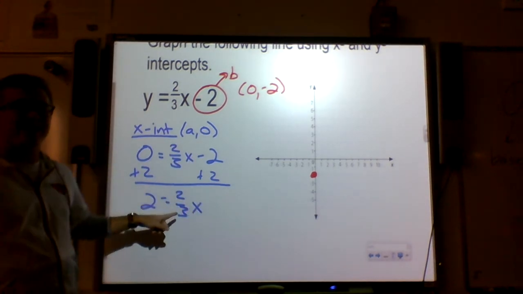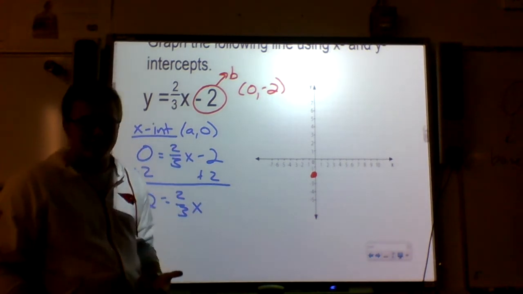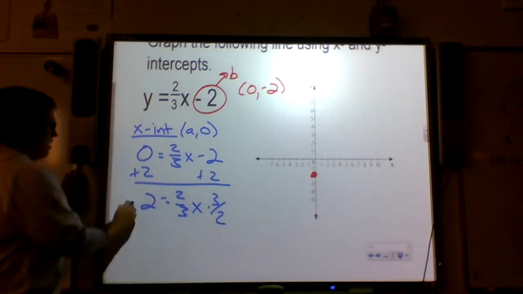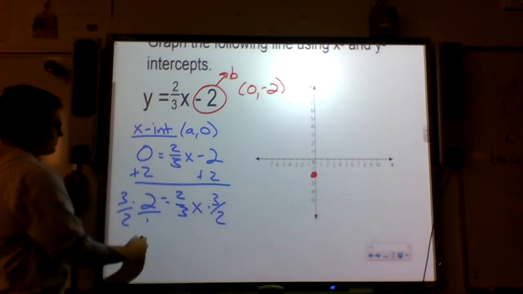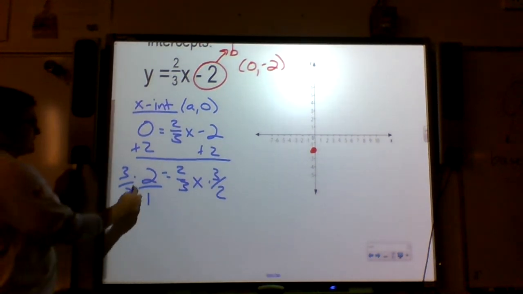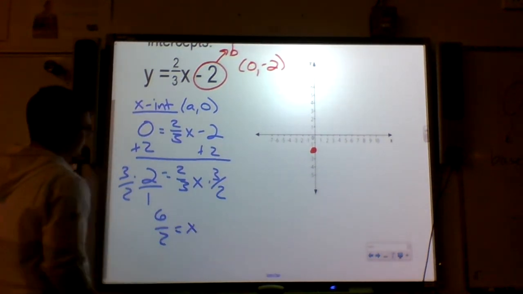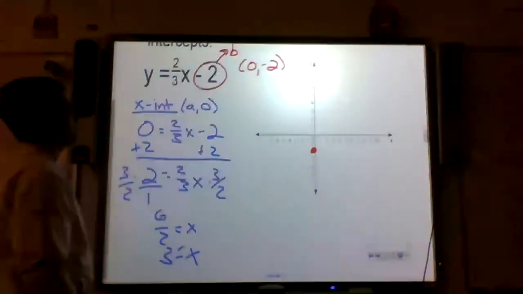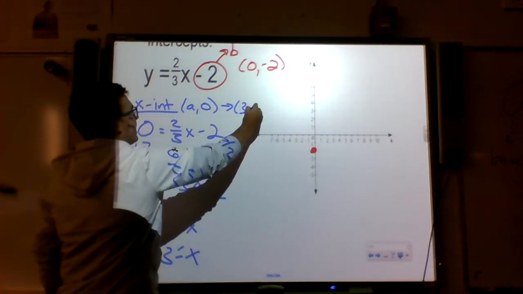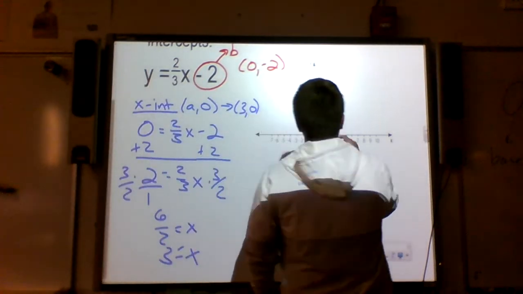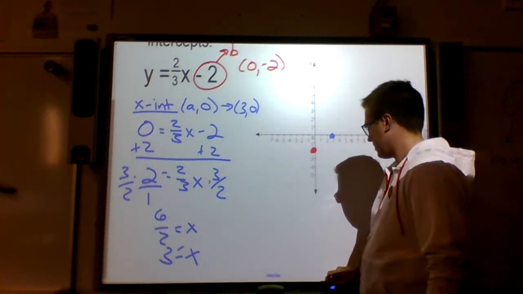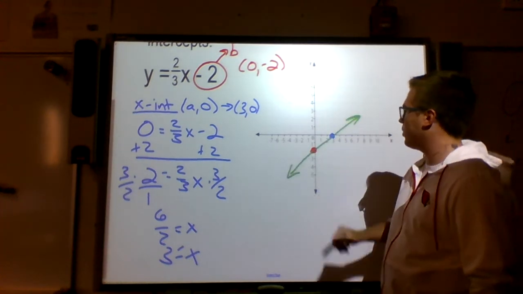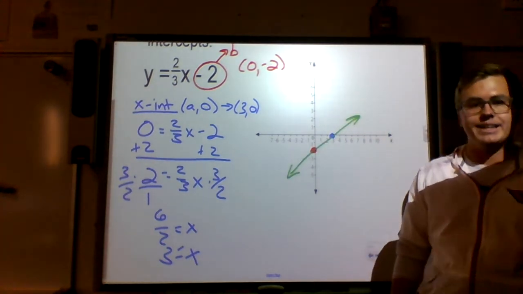And remember, how do we get rid of that 2/3? Well, we have to divide by 2/3. Dividing by 2/3 is the same as multiplying by 3/2. When you do that, you get 6/2 equals x, and 6/2 is the same thing as 3. So my x-intercept is (3, 0). So now I've got the point (3, 0), and all I have to do is draw my line between those 2 points and put the arrows on each end.